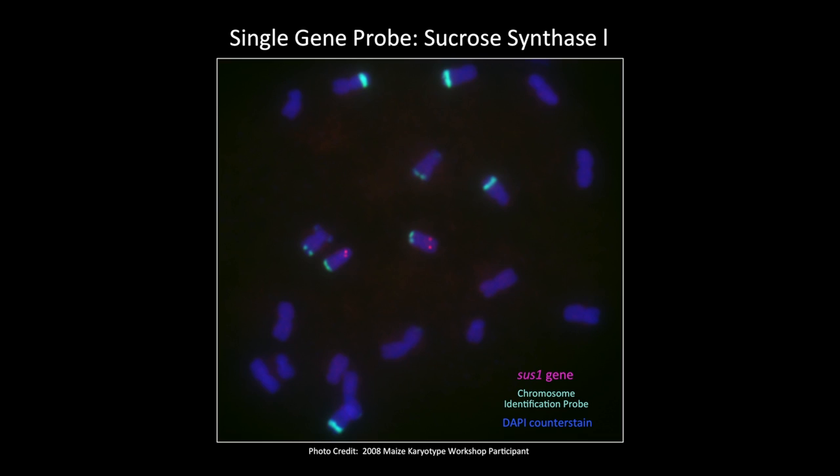FISH can also be used to localize endogenous genes. The probe for the maize sus1 gene was generated from two cloned fragments totaling about 7 kb. This particular gene is located on the long arm of chromosome 9, as shown by the magenta signals. Combining single gene detection with chromosome identification probes allows one to position a gene to a chromosomal region.